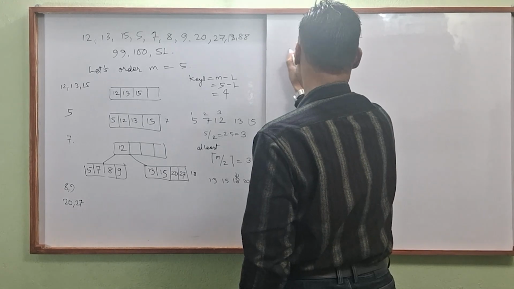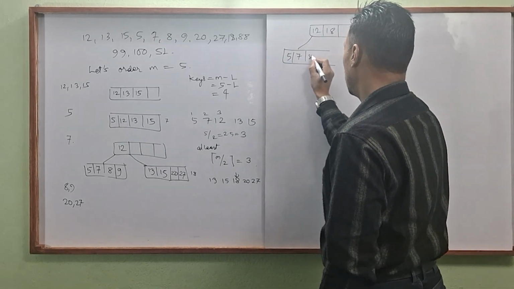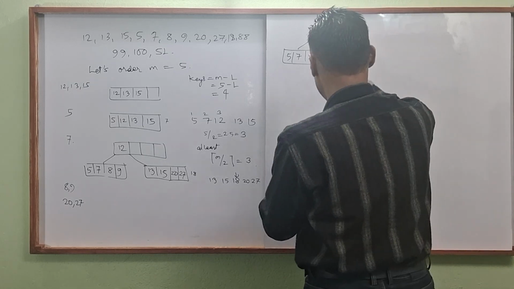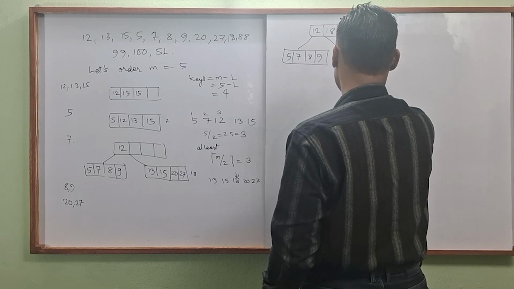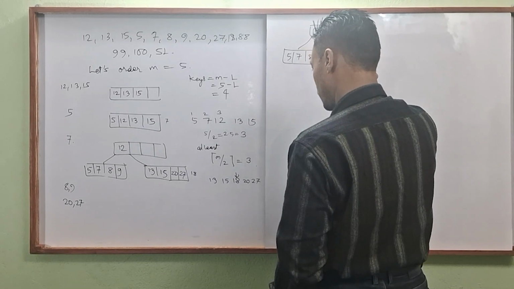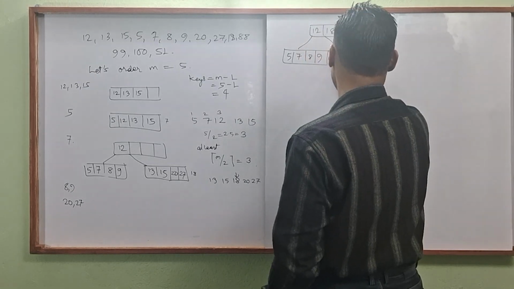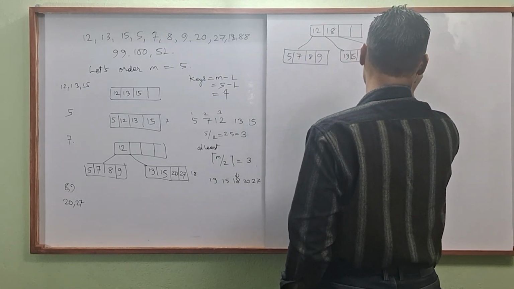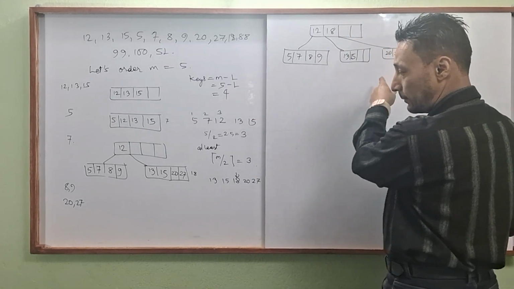Then 5, 7, 8, 9. Now the values greater than 12 will be on the right, so those values are 13 and 15. Now the values greater than 18 will be here: 20, 27. In this way we can store the data within the B-tree.